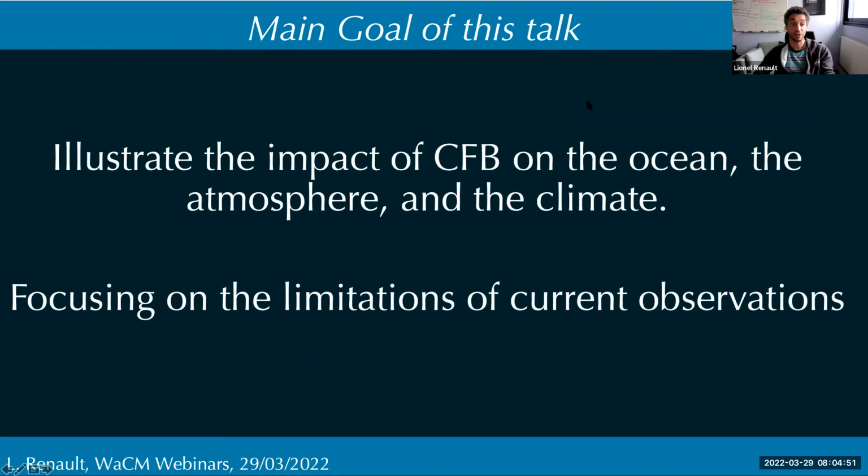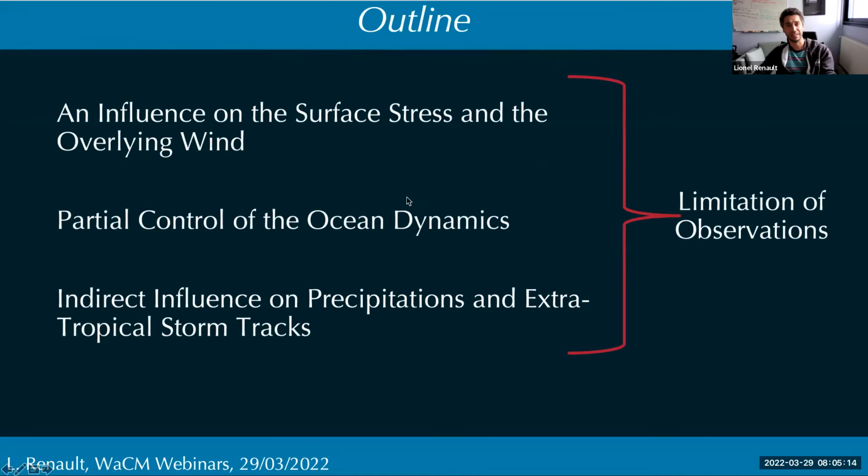I have two main goals for this talk. First, to illustrate the impact of the current feedback on the ocean, the atmosphere, and the large-scale impact on the climate. And I will try to focus on the limitations of the current observations and the need for new observations, for example SWOT, but also satellites like WACOM. So this is the outline of my talk.